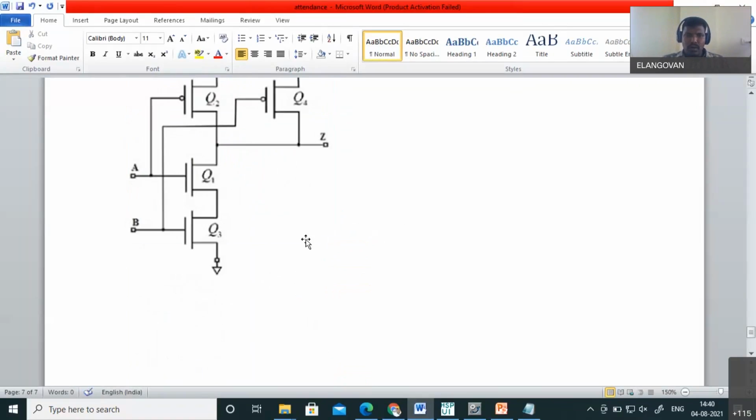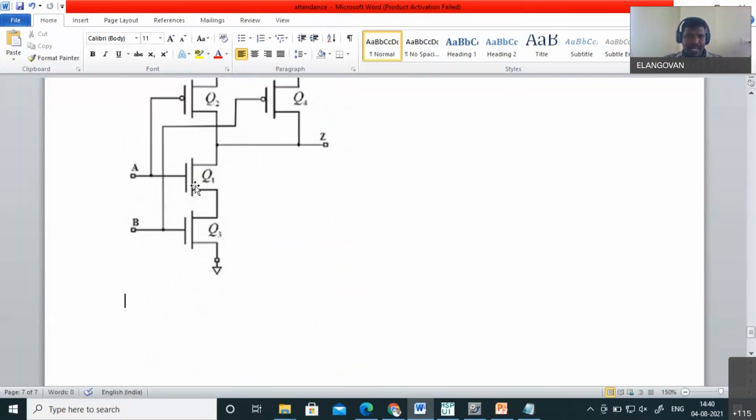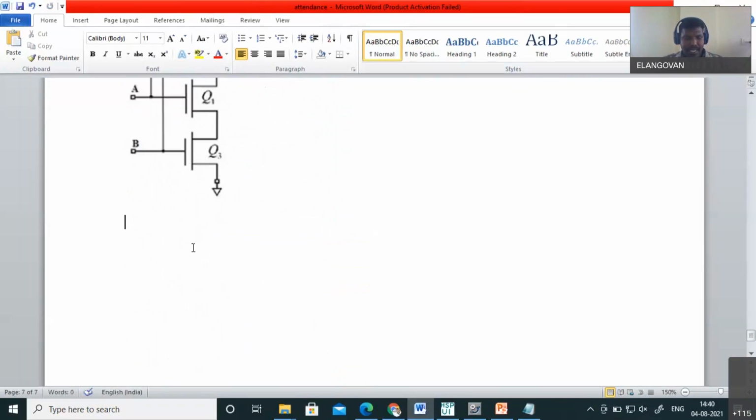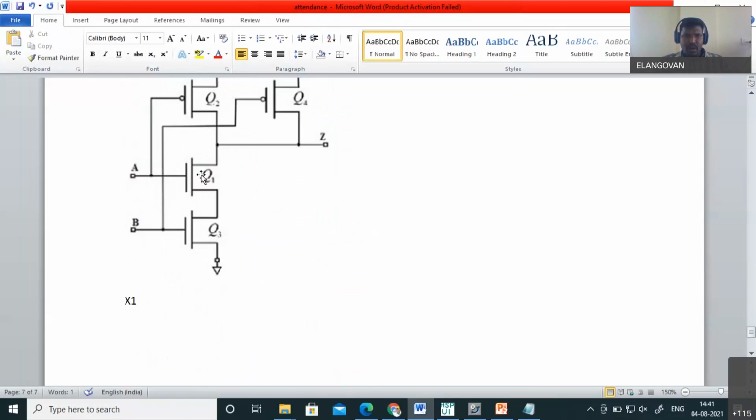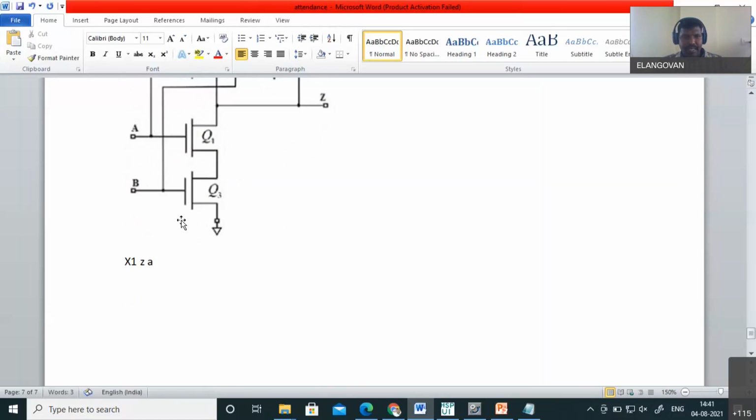Here I want to emphasize one thing. Suppose my inputs are A and B, my output is Z. For the same case, I write the code. First I'm writing X1, which is my transistor 1, NMOSFET 1. Drain is connected with Z. Gate is connected with A. Its source is connected with the drain of another transistor.